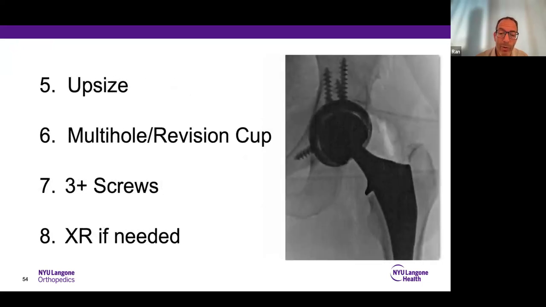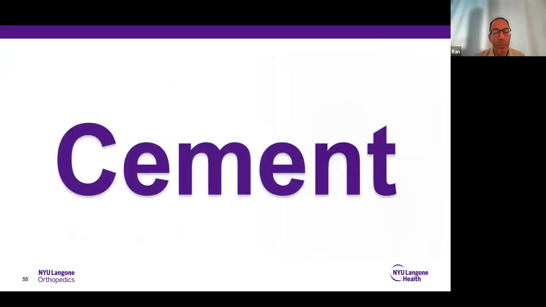If you need, sometimes you can add screws if you have them available. For your primary cases and more complex revisions, we use a lot of screws to give that initial fixation. But as long as the bone is adjacent and touching the back of that acetabular cup, the materials now are extremely good, and you get good bone healing.